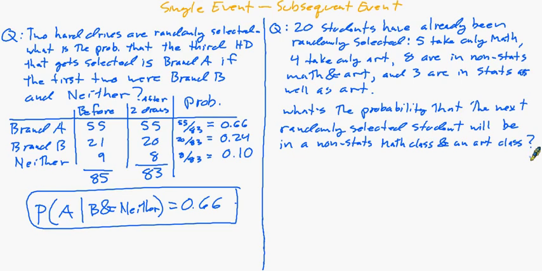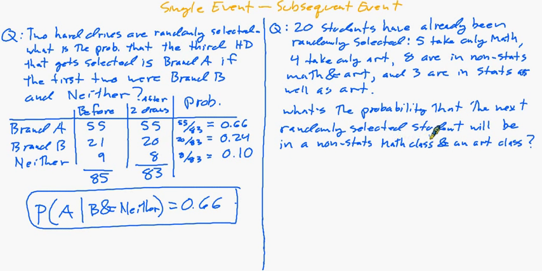Now we have a nice question for the school. Right, so 20 students have already been selected. Gives you the breakdown. 5 of those 20 are only in math, 4 only in art, 8 are in non-statistics math and art. That's an intersection one. And 3 are in stats as well as art. That's another intersection one.